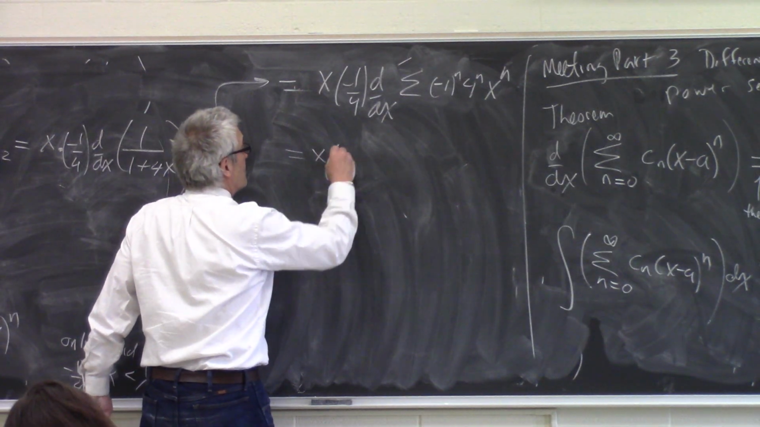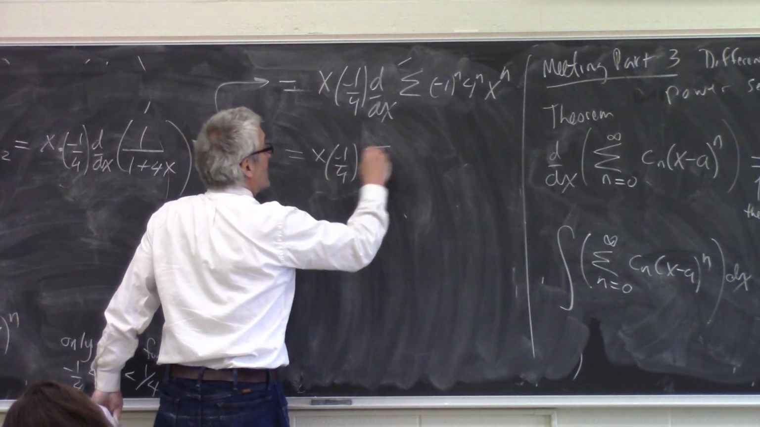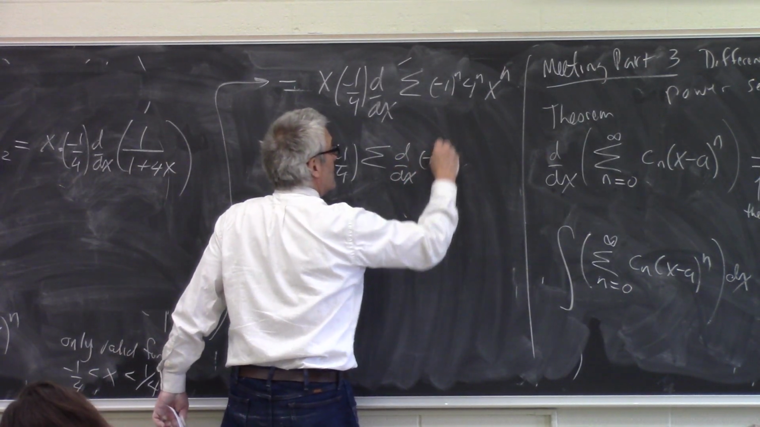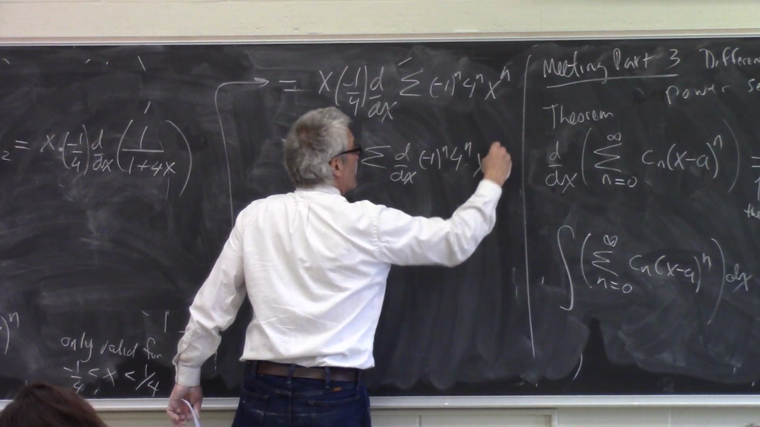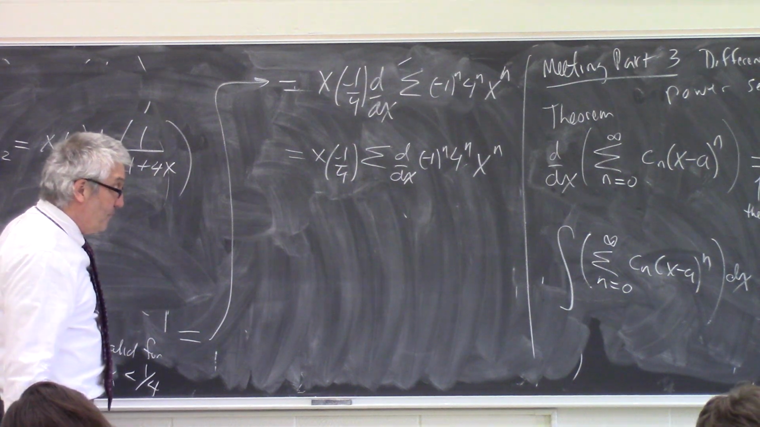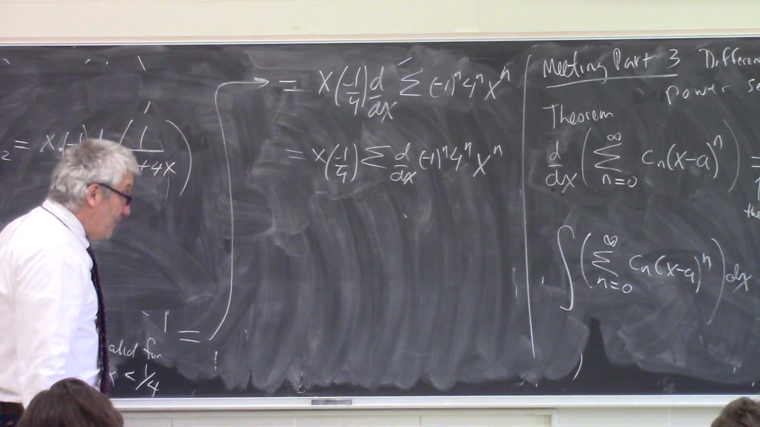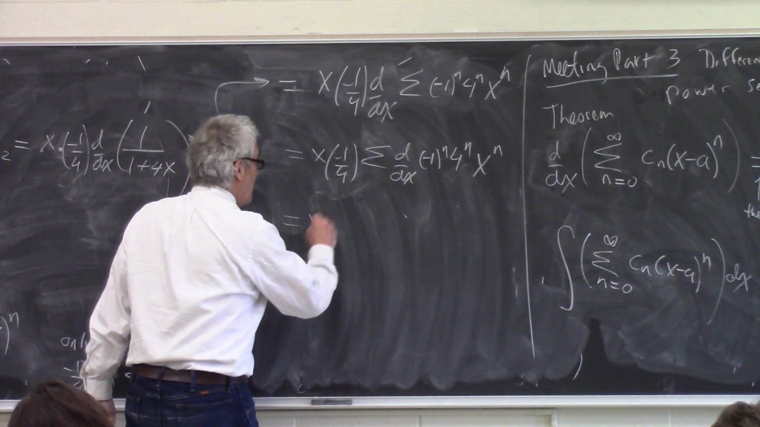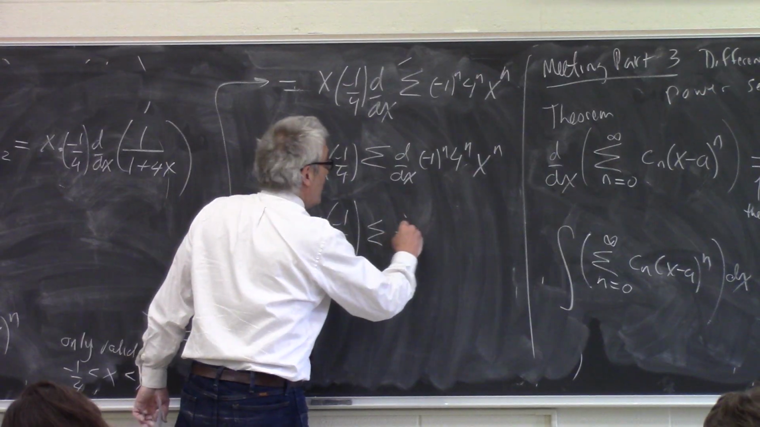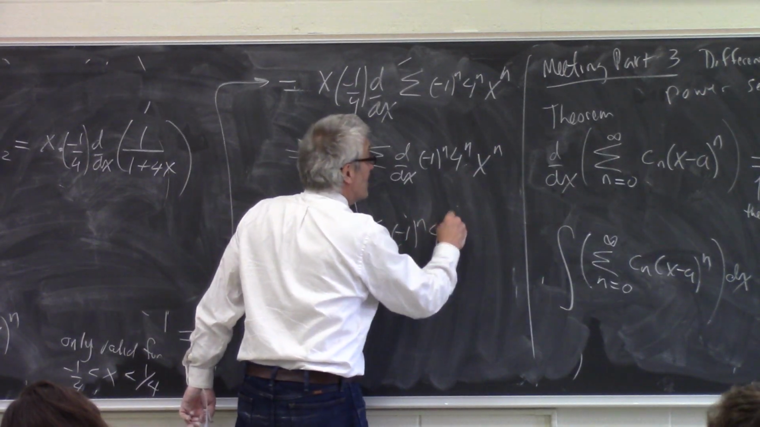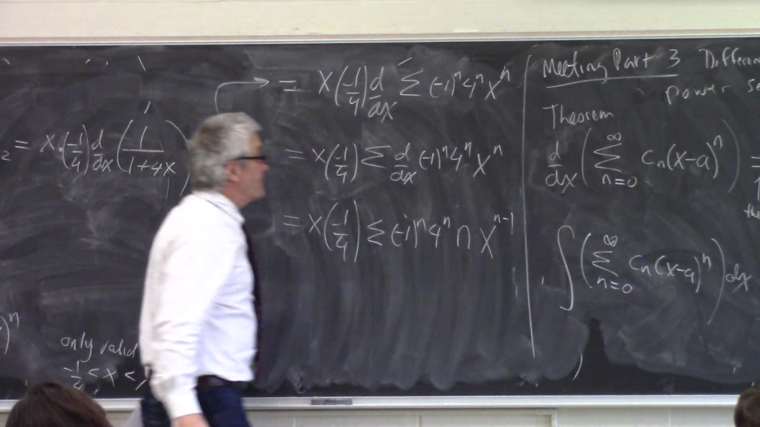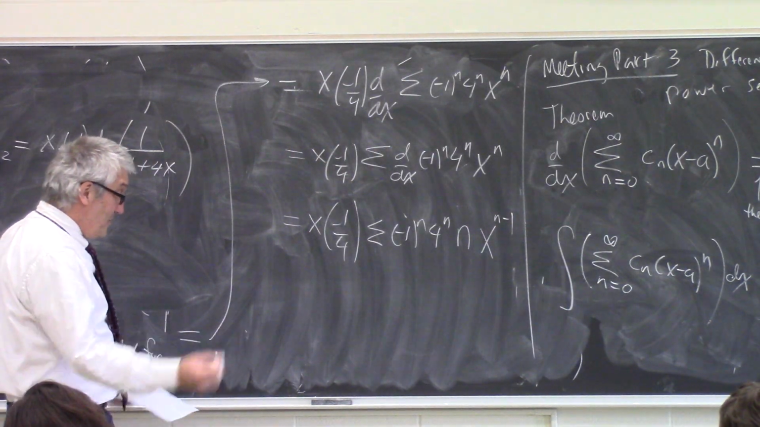So x times minus 1/4, and I can bring the derivative symbol inside the summation symbol. Now recognize the only thing that gets snagged by that derivative symbol is the x, the power function. The other things are just constants, so they just come right past the derivative symbol. Minus 1 to the n, 4 to the n, and this is going to be n x to the n minus 1. Isn't that cool? We're getting closer.